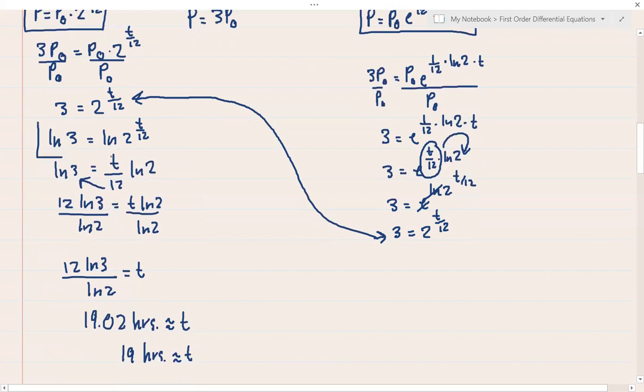We use logarithmic function dito, di ba? So, kung anong ginawa natin sa kaliwa, ganun din ginawa natin sa kanan. Hence, it is proven na what? Ang sagot mo rin dito ay approximately 19.02 hours. Okay? Or 19 hours.